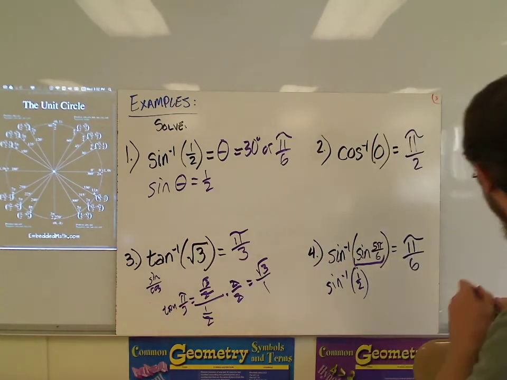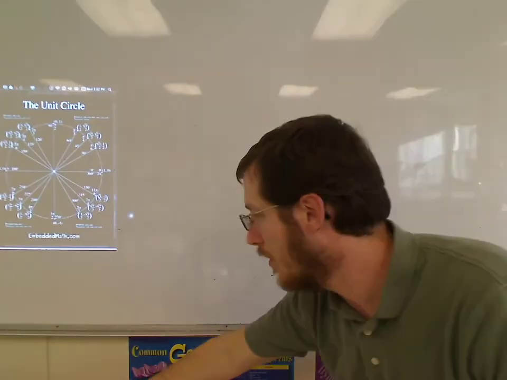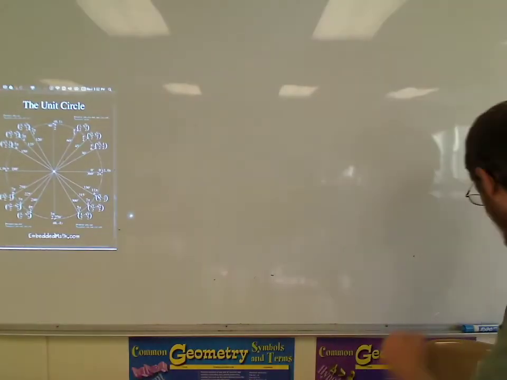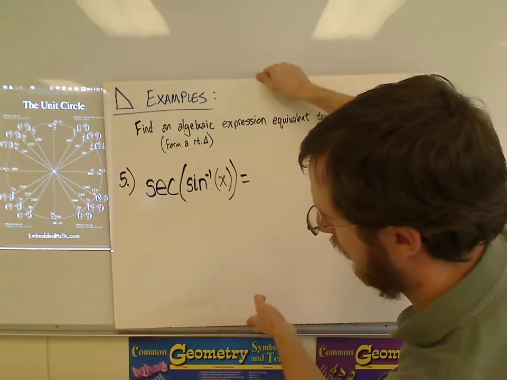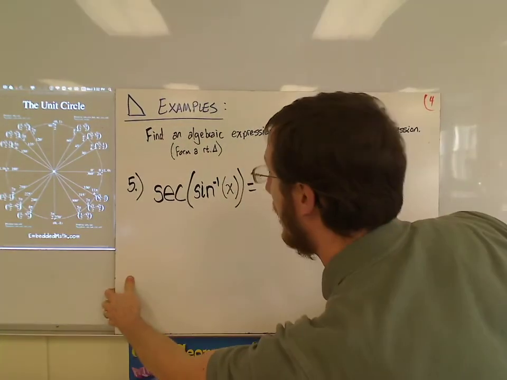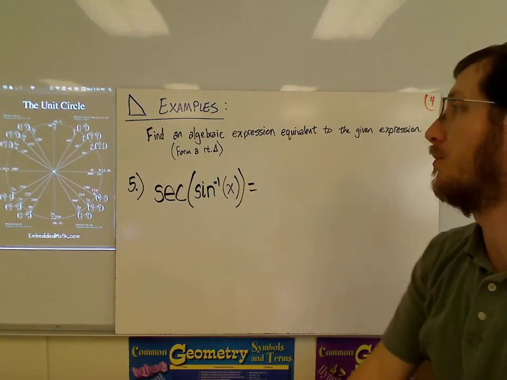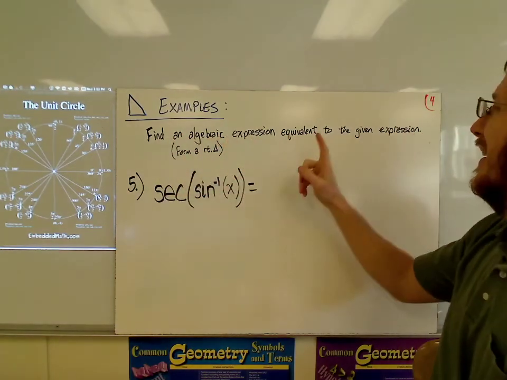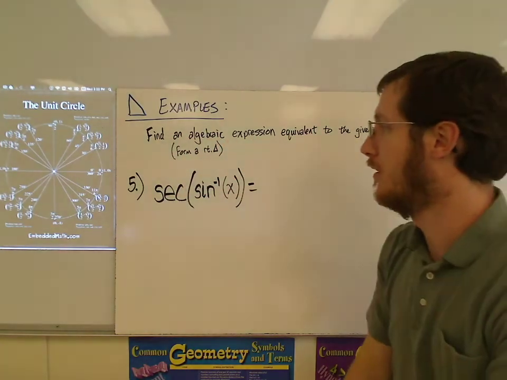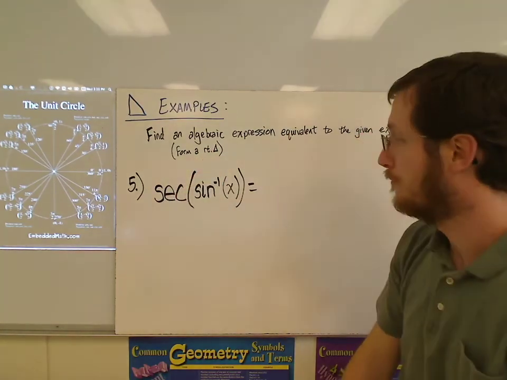Okay, good. Let's do one more example together. And now we're going to go back to our right triangle trig a little bit, and look at a triangle example. So this one says, find an algebraic expression equivalent to the given expression. And we've got a little hint here. We're going to want to form a right triangle.